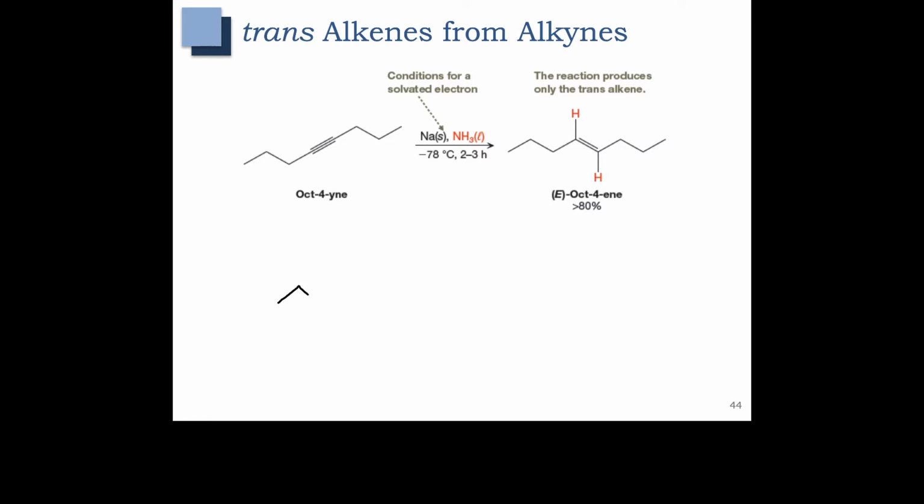Currently, the only other method we know of reducing alkynes is using H2 and Lindlar's catalyst. And this actually gives us the cis alkene. So a method to get to the trans alkene is quite useful. In this reaction, we use sodium and we use liquid ammonia, and this reaction is run at very cold temperatures.